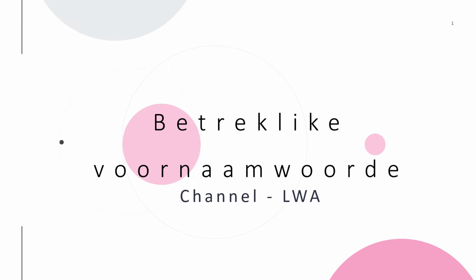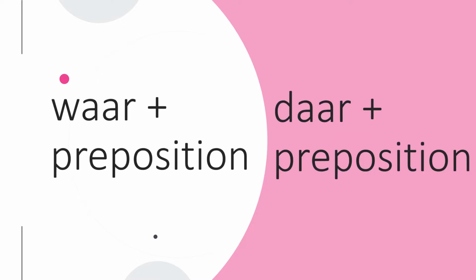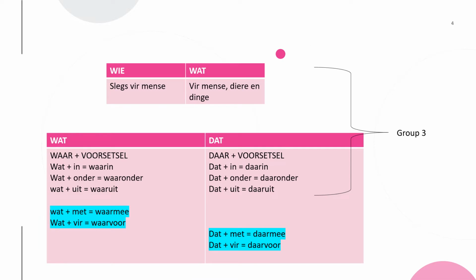Betreklike voornaamwoorde. Usually when you think of betreklike voornaamwoorde, you think wie or wat. But we have to remember it also includes waar and your preposition, as well as daar and your preposition. So let's look in detail at all of them.